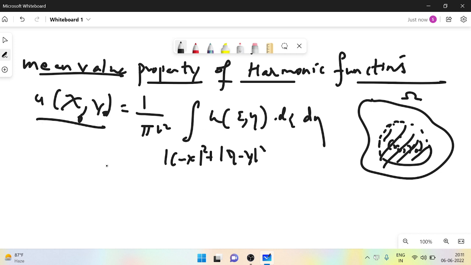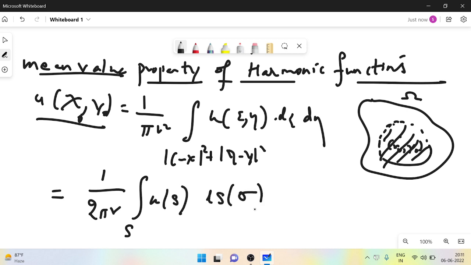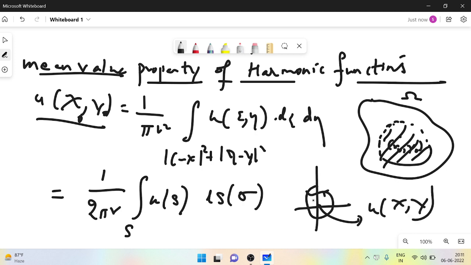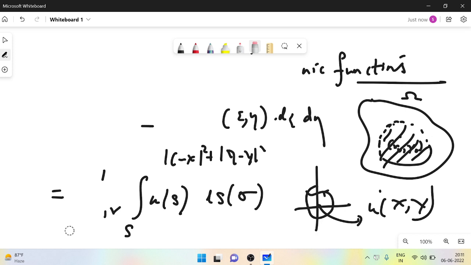So what you get is basically the average value of the harmonic function in the unit ball. This can be equally written as 1 by 2 pi r times the integral over the circle of u of s d s of sigma. So you take a circle, perform a line integral, and you get the same average value. Whether you average along the area or the circumference, you get the same value. That is what the mean value property says.